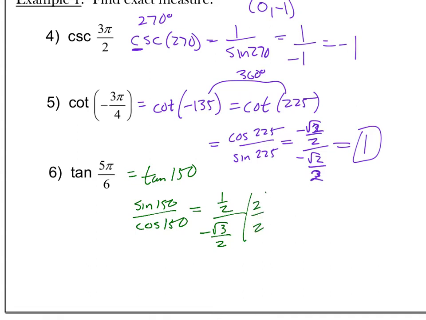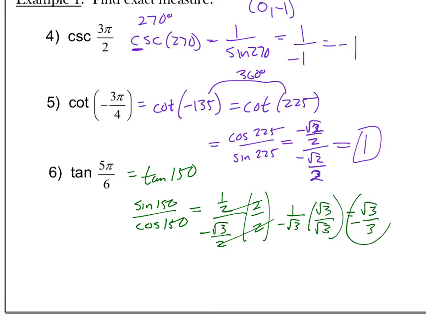So multiply both top and bottom by bottom. That cancels out, that cancels out. I'm left with 1 over negative square root of 3. Let's do some rationalizing here. You get square root of 3 over 3 negative.